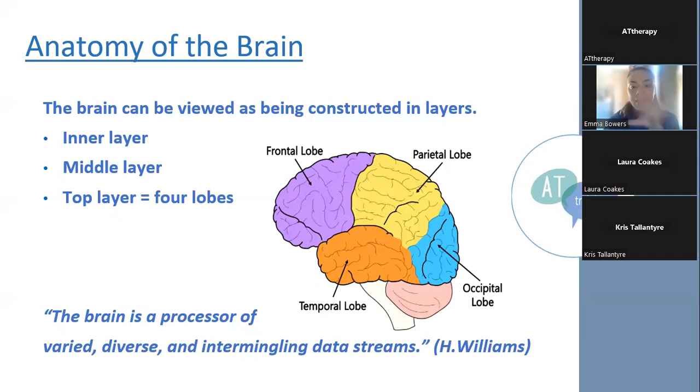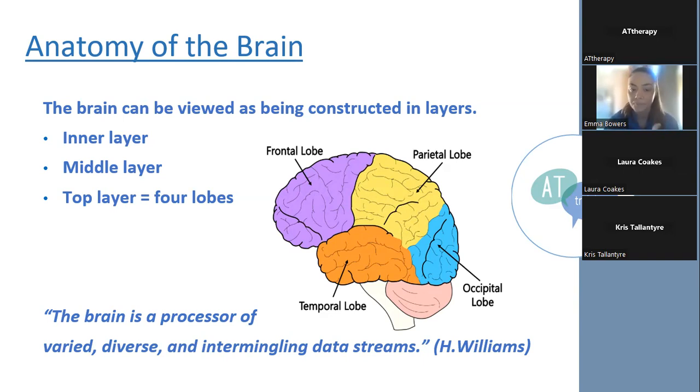Now, the top layer is the cerebral cortex, and this is the most sophisticated. This is where the most sophisticated forms of complex decision making are dealt with. Now, that middle and top layer are split into two linked hemispheres, each containing four lobes. And largely, for the most part, particular functions can be linked to each hemisphere and lobe. Although I think it's really important to remember that the brain is a processor of varied, diverse, and intermingling data streams, and lots of functions have a diffuse spread across the whole of the cortex.